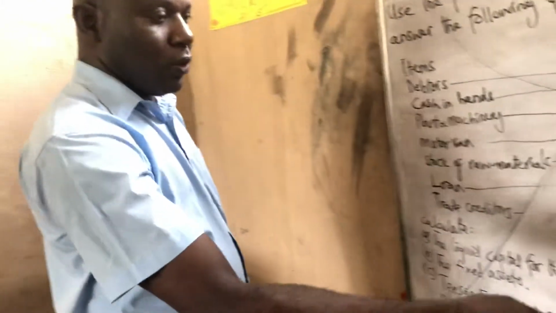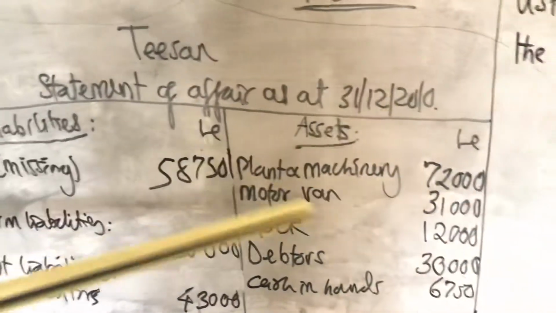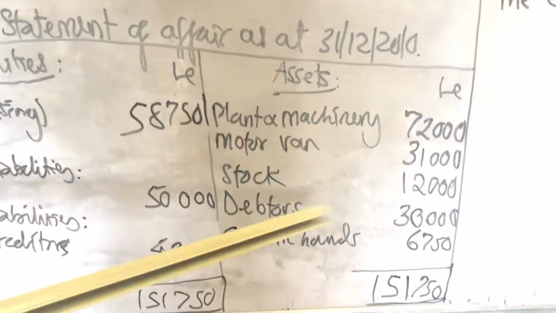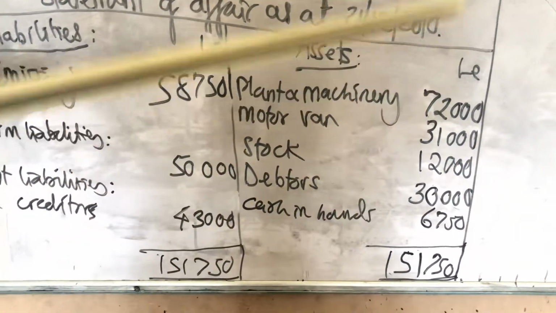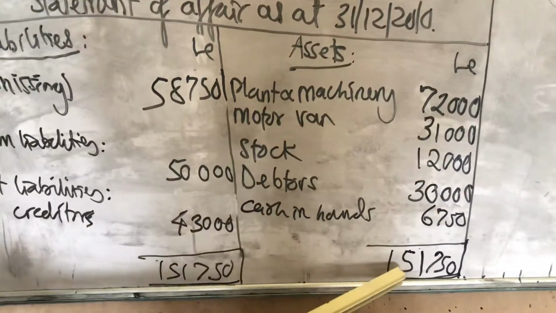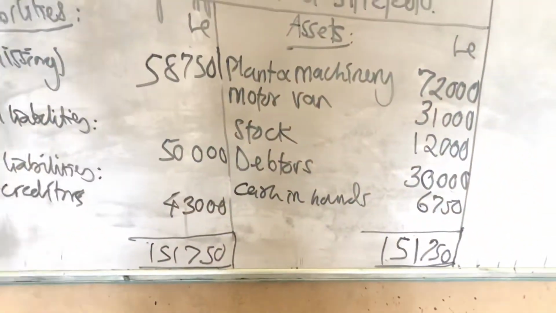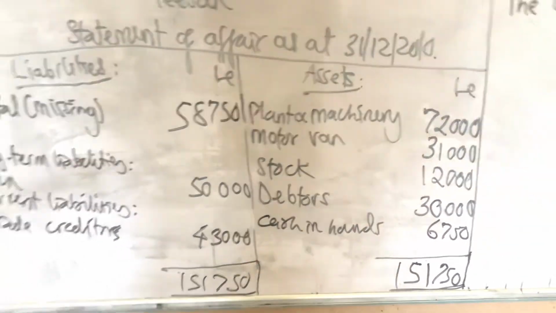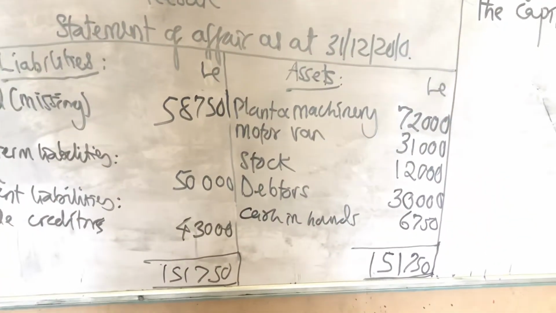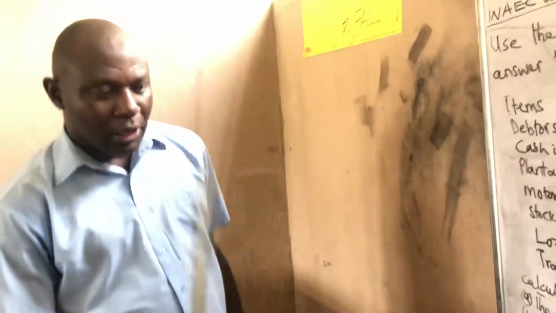So let's go. Plant and machinery. We're going to pick up the assets. Plant and machinery, fixed asset; motor van, fixed asset; stock, current asset; debtors; cash in hand. So these are the total assets of Tisan Enterprises, which sum up to 151,750. That is total asset minus total liability gives you capital. Again, total asset minus total liability equals capital. And that is what we did here.